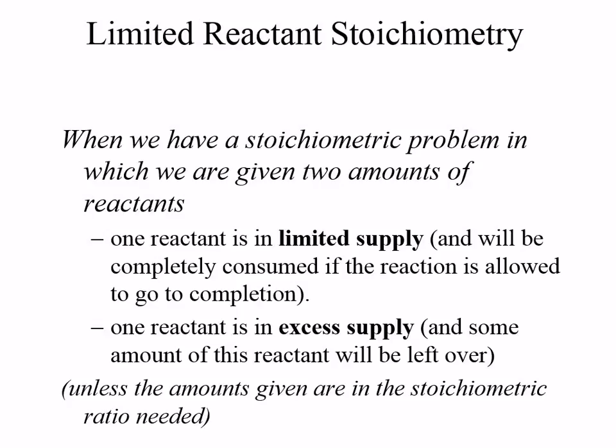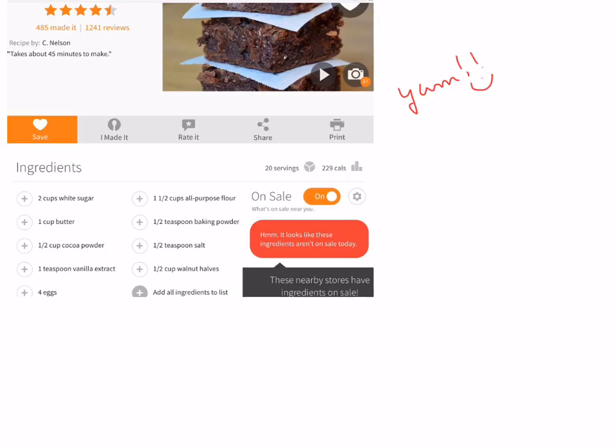Where's my picture of my brownie? There it is. All right, there's my brownie. Yum. Oh my gosh. It says a simple recipe. It looks pretty simple. It's like something I could do. Okay, but I want to draw your attention to a few things: the ingredients in addition to the picture. And then the 20 servings is one batch, right?